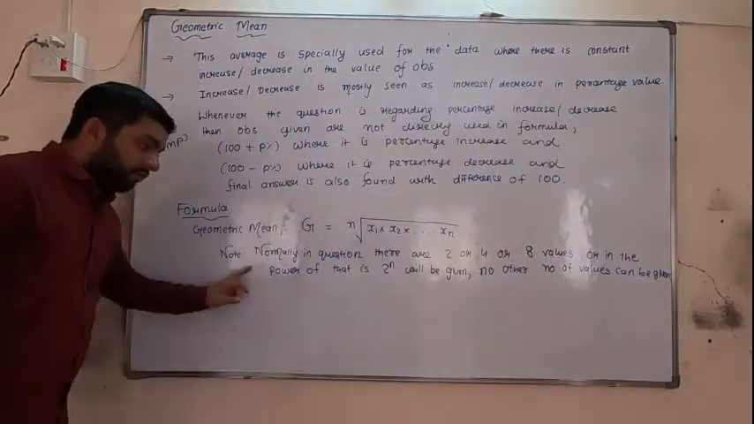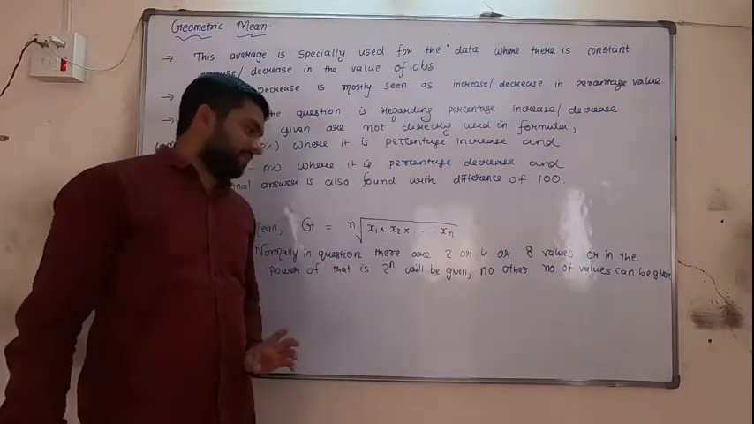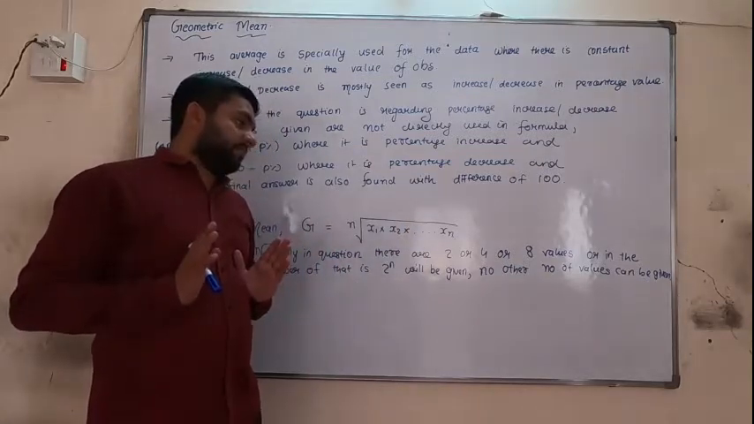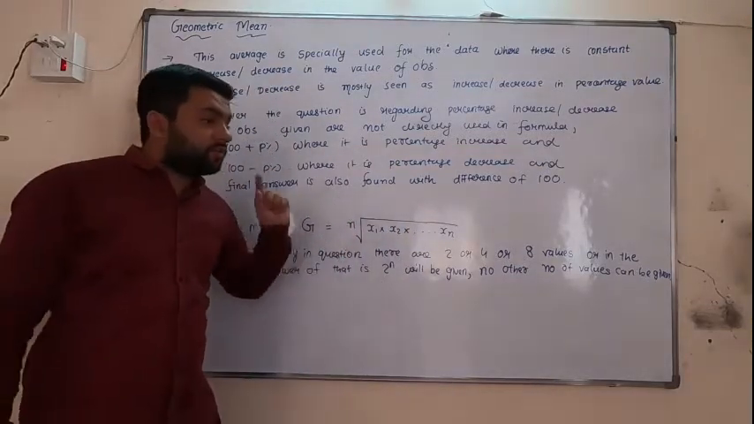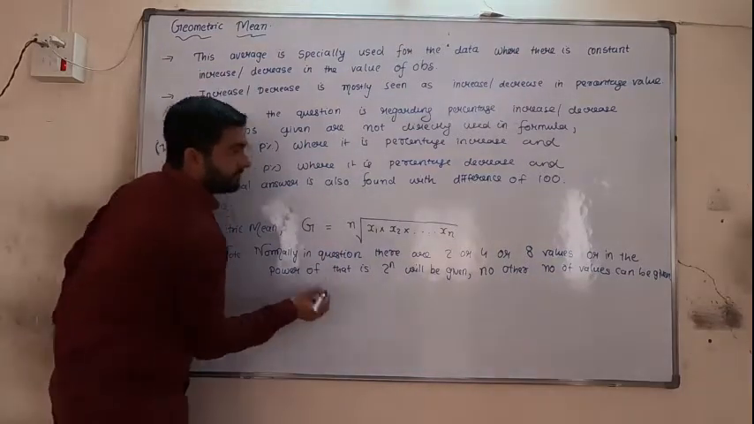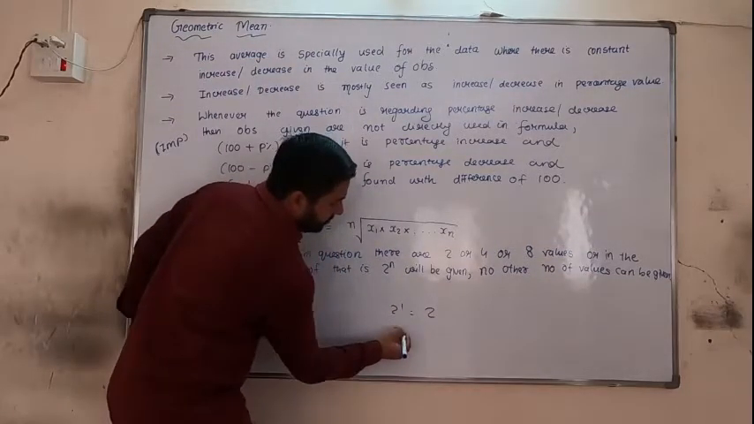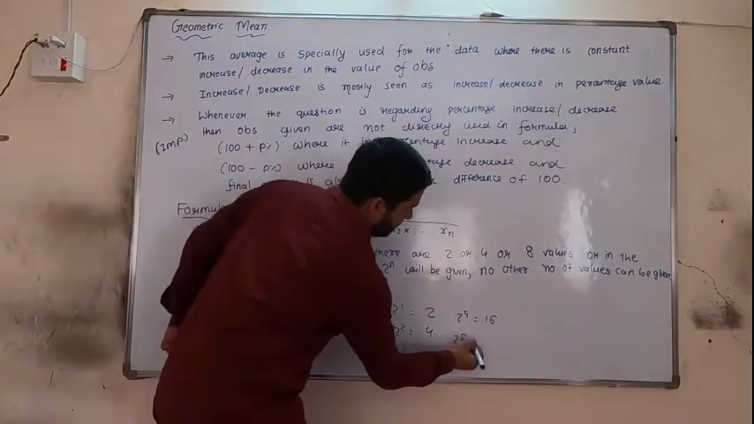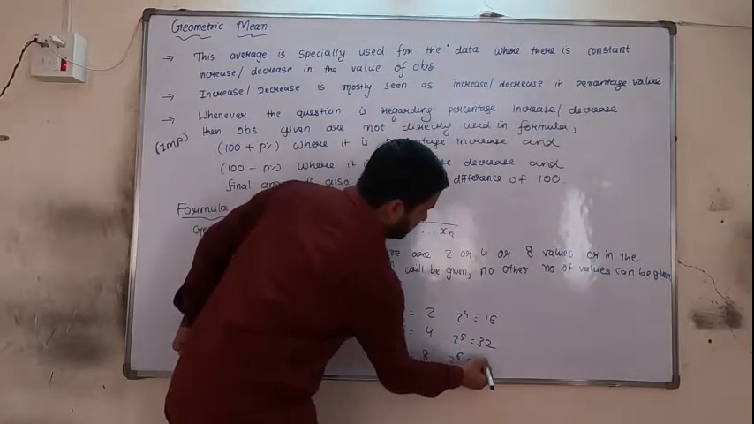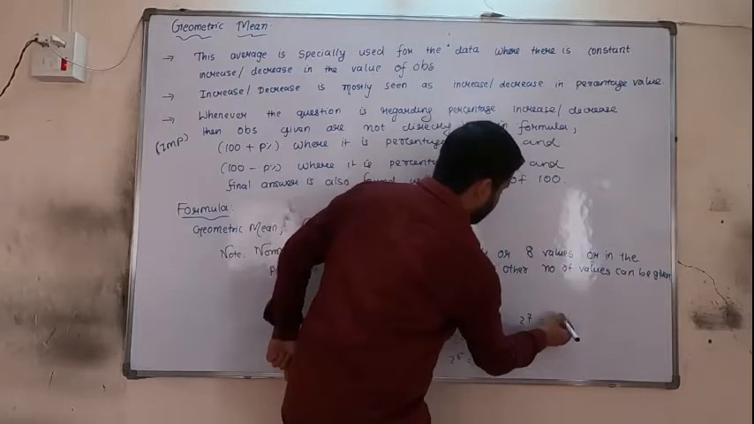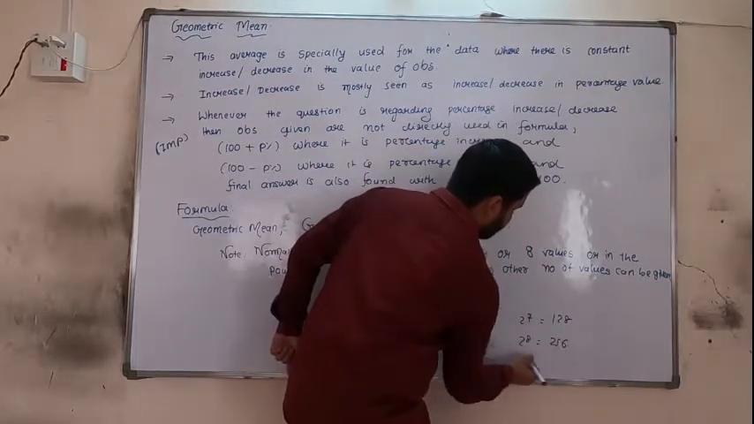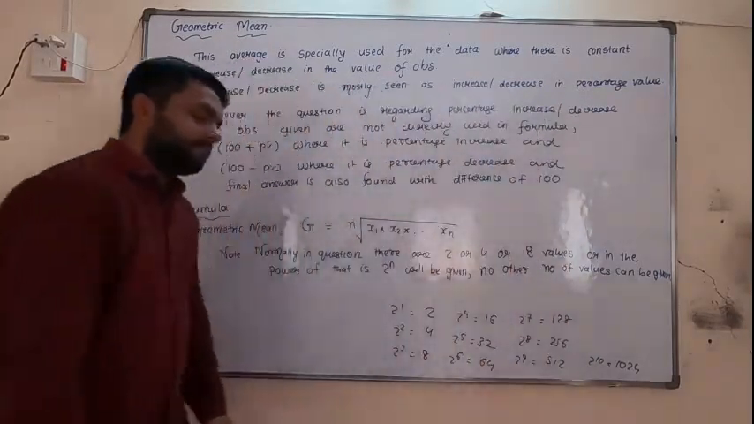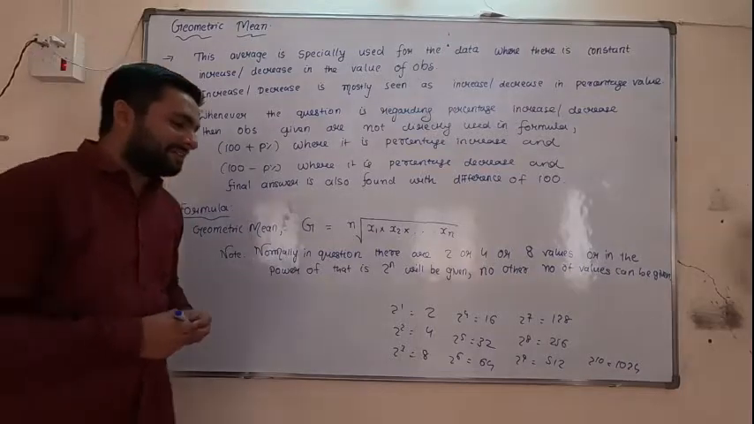What I am telling is that normally in the question these values will be 2, or 4, or 8, or in the power of 2. 2 raised to 1 is 2, 2 raised to 2 is 4, 2 raised to 3 is 8, 2 raised to 4 is 16, 2 raised to 5 is 32, 2 raised to 6 is 64, 2 raised to 7 is 128, 2 raised to 8 is 256, 2 raised to 9 is 512, 2 raised to 10 is 1024. You don't have to write this, I am just writing it. I know many more, but I am writing only these.